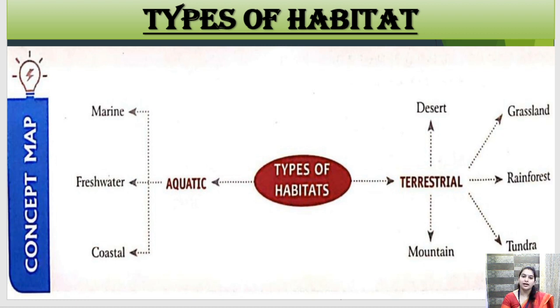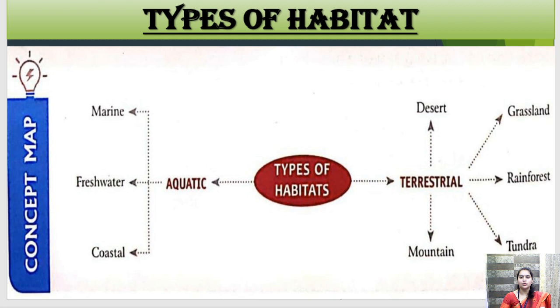Like a tiger lives in a forest or jungle, there he gets all types of food. He gets animals to hunt, he gets water, he gets shelter, isn't it? So that forest is the habitat of the tiger. The habitat of a camel is the desert. In the desert area, he gets all the necessities required for the camel to survive. This was the habitat that we talked about.